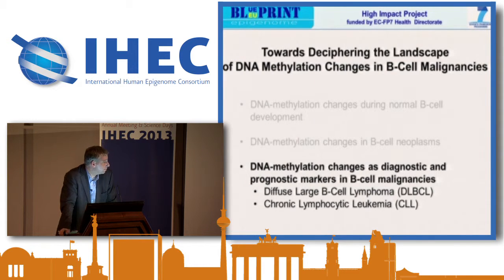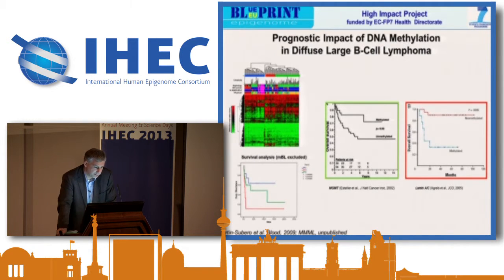So this brings me to my final part, DNA methylation changes as diagnostic or prognostic markers, and I would like to introduce you to two studies briefly. The first one deals with diffuse large B-cell lymphomas, and it goes back to a paper we published in 2009, in which, in the unpublished part, we could show that the more methylated the tumors are, the inferior the prognosis.